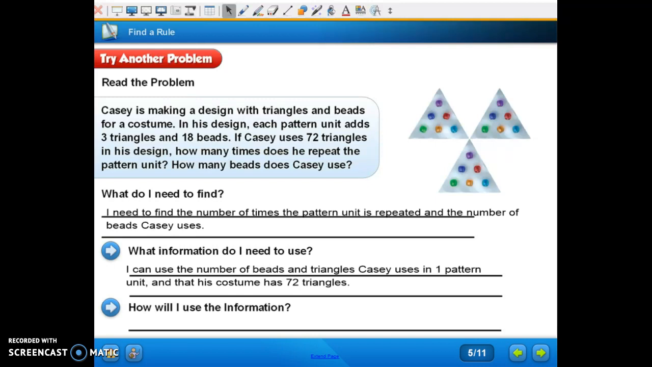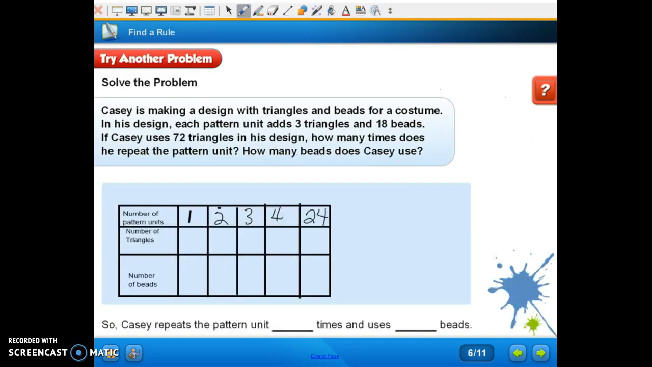How will I use this information? Okay, we're going to use the information and we're going to search for patterns so we can solve a simpler problem. Okay, so written in words, I will use the information to search for patterns to solve a simpler problem. Okay, so here is an example of a table you could create. The number of pattern units, the number of triangles, and the number of beads.